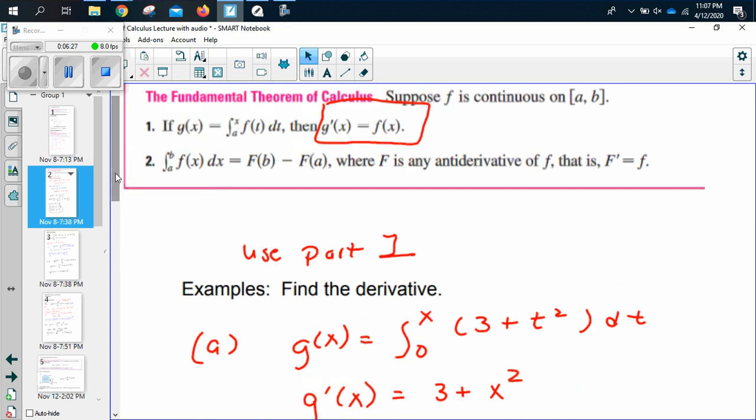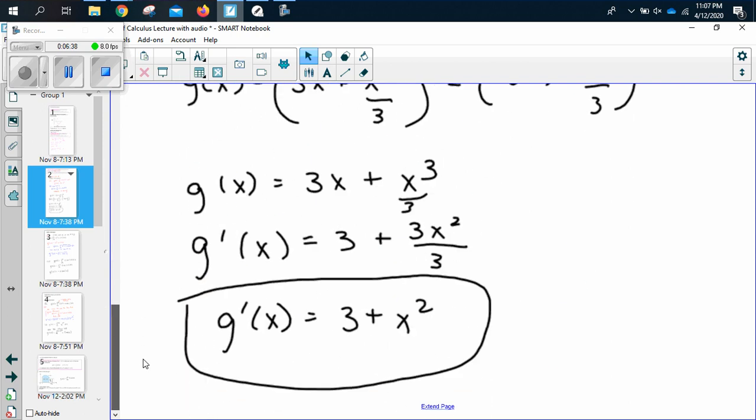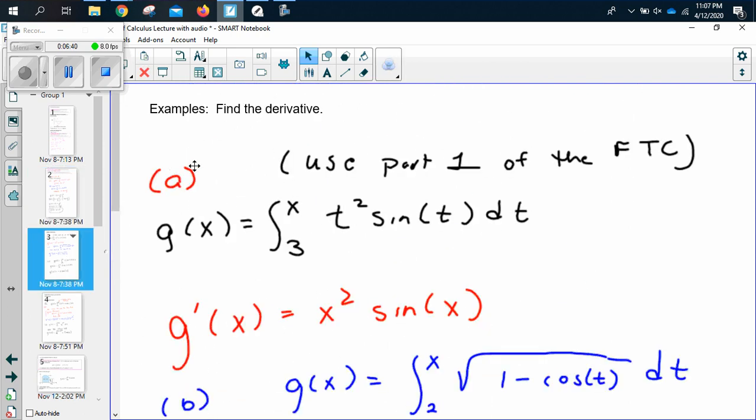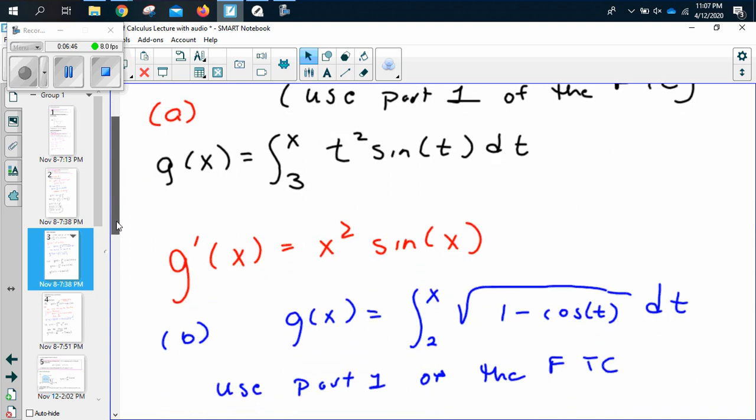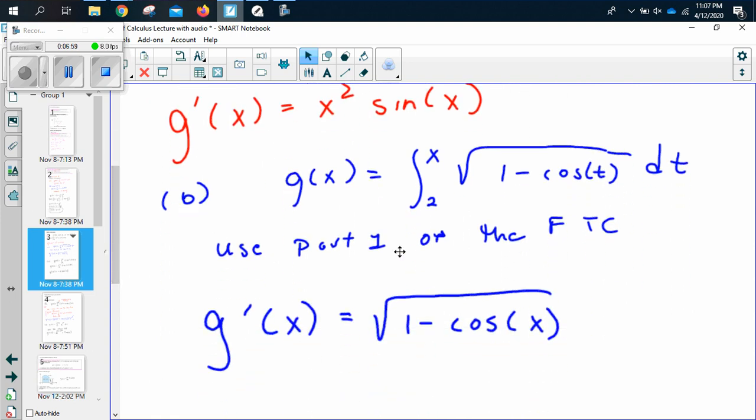So part 1 really says that to find the derivative, you just take the integrand and replace the t with x. And that's what we did right there. Okay, some more examples. So I want to find g prime x, and so all I do is go x squared sine x. We don't even know how to integrate this yet. We'll find out in Calc 2, but right now we don't even know how to do that. Here's another example. So using part 1, I just replace the integrand. I replace the t with an x.